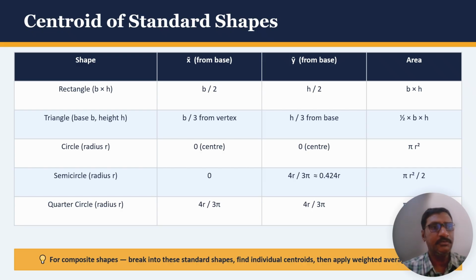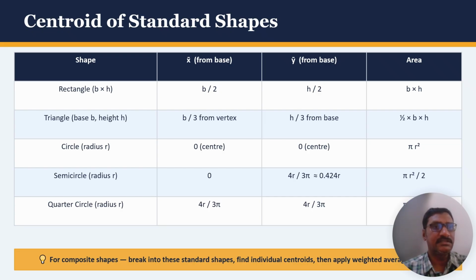So let me compute this numerically. 4 divided by 3 times 3.14, that is the pi value. So finally it becomes 0.4244 r. So y bar equals 0.424 r from the flat edge. As you know, area equals pi r squared by 2. The result comes from integrating y dA over the semicircular area, and it is a standard result you must memorize.